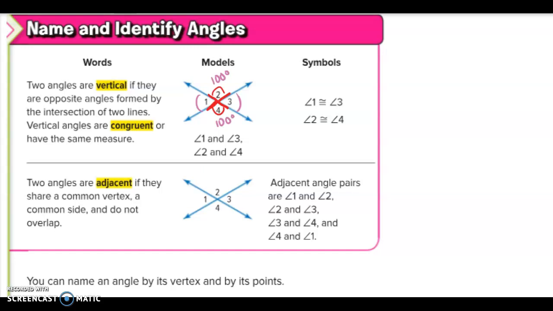Adjacent angles are going to be right next to each other, and they're going to have a side in common. So looking here, 2 and 1 are adjacent because they're right next to each other, and they're kind of shoulder to shoulder, and they have that side in common. And the same thing here, you've got 4 and 3 are right next to each other, and they have a side in common. Same thing here with 1 and 4 and 2 and 3.